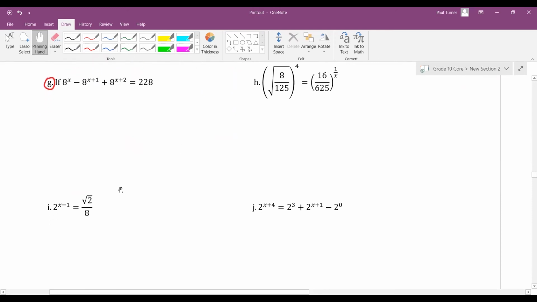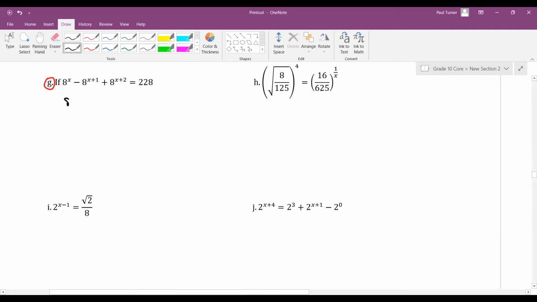Okay, so 8x minus 8x plus 1 plus 8x plus 2 is 228. But the confusing thing is now you have plus and minus, not multiply, divide. So it looks a bit more difficult. But what we'll try to do is change these two here, because we can actually simplify them a bit.